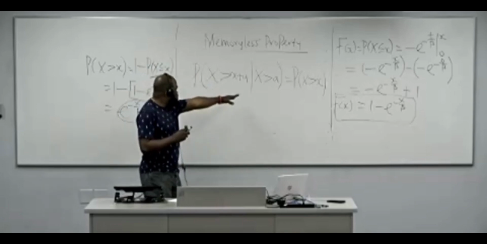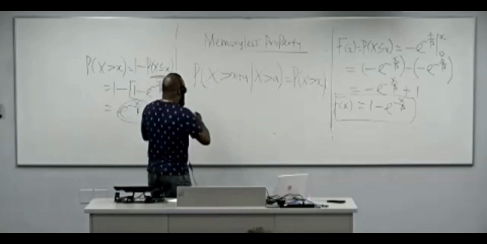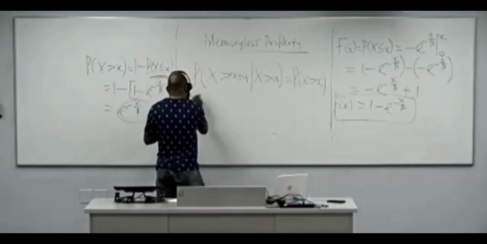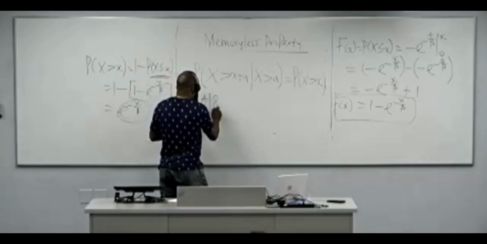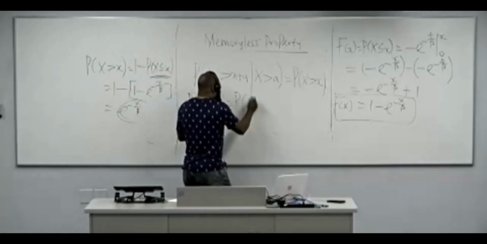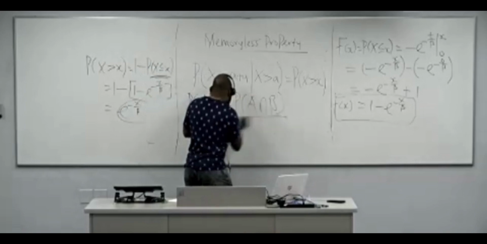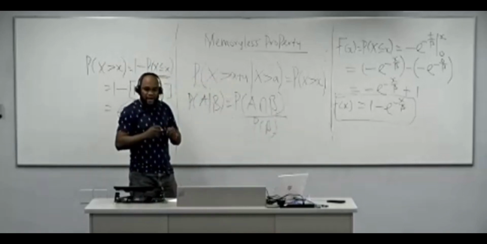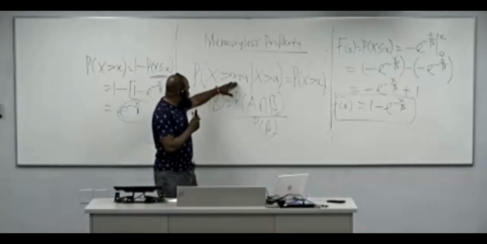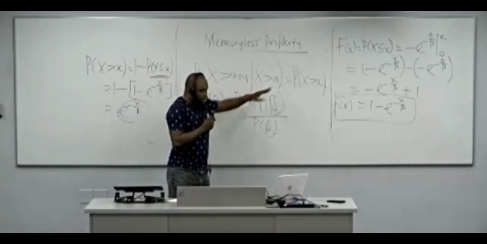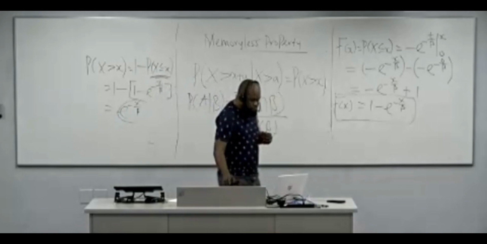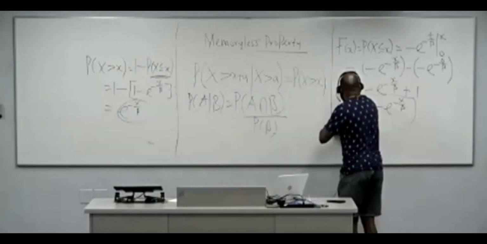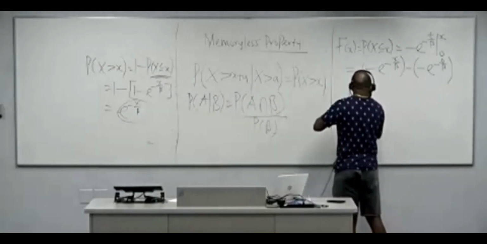Now, if I want to show this, we're basically going to use the idea of A given B, which is going to be A intersection B over B. You remember we've done that, right? We're going to use the idea of this to figure that out. So this is an event, this is another event. Now what we're going to do is derive that.